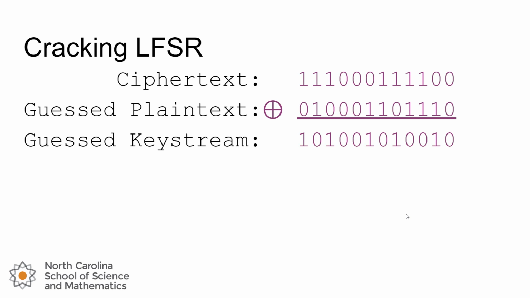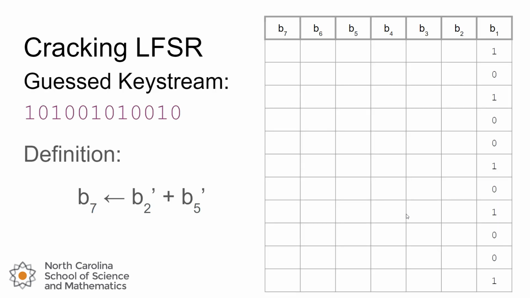Just like how, if you're making a message, you would take your plaintext and XOR that with the key stream in order to get the ciphertext. And when you're decoding the message, you would take your ciphertext and XOR that together with the key stream to get the plaintext. So now that we think we know what the key stream is, we can try and reverse that back to get our initial seed value.